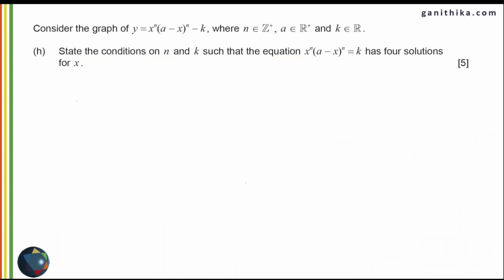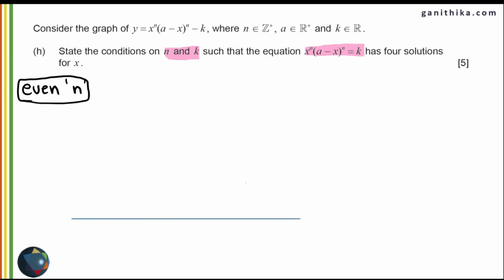Let's go further. Consider the graph of y equals x to the power n times (a minus x) to the power of n, minus k. We are supposed to state the conditions on n and k for which the function fn of x equals k has 4 solutions for x. For this, we need to consider both even and odd values of n. So let's first take the even values of n.